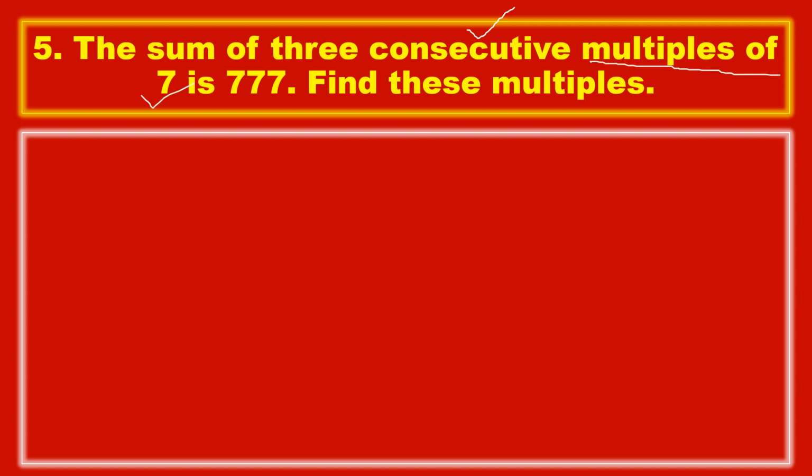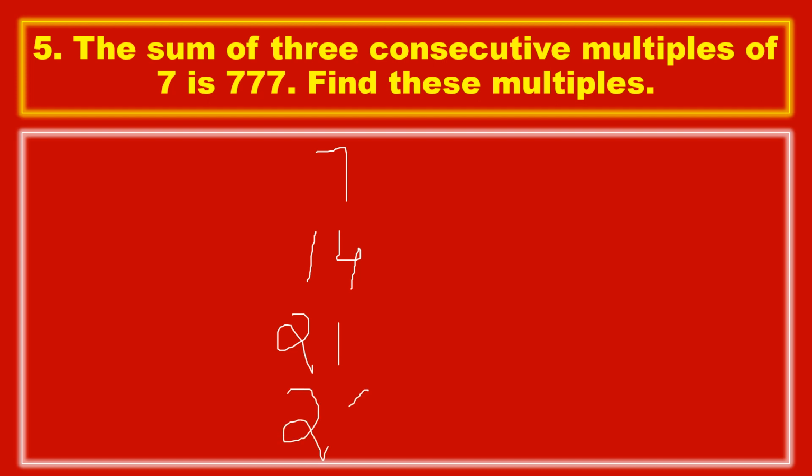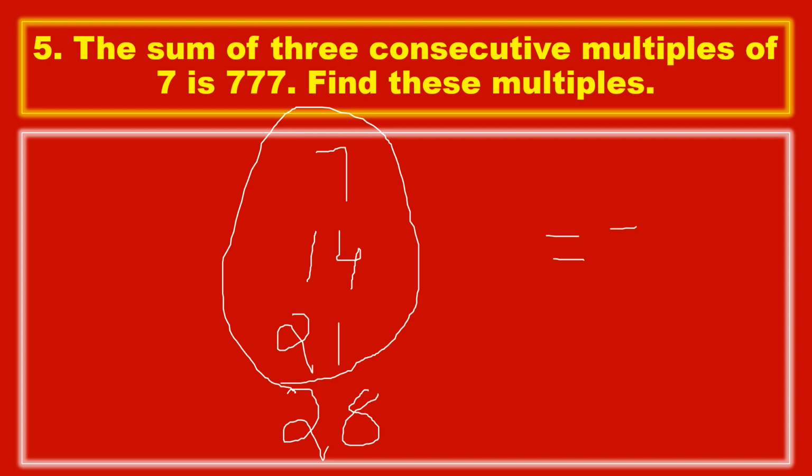Multiples of 7. Multiple means just table, the table of 7. So the next numbers from the table of 7. We know the 7 table: 7 ones are 7, 7 twos are 14, 7 threes are 21 and 7 fours are 28. Now sum of 3 consecutive multiples of 7 means if you add the 3 multiples of 7, you will get 777.